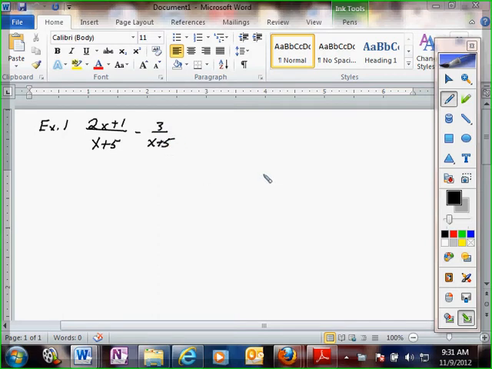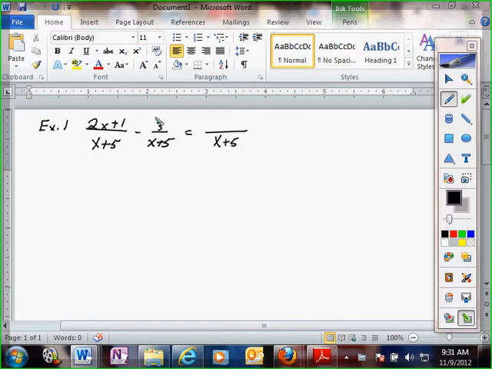Okay, remember what you have to have before you can add or subtract fractions. You must have a common denominator. And when you have a common denominator, you just add or subtract the numerators and keep that denominator. And with example 1, we already have a common denominator, x plus 5. So I have x plus 5 as my denominator.